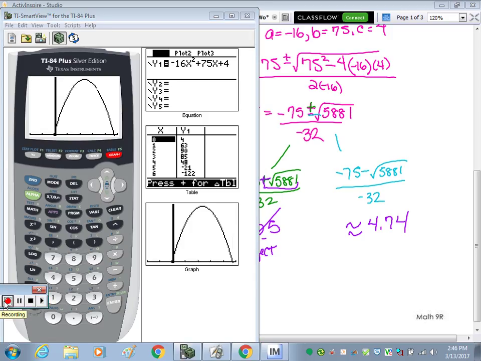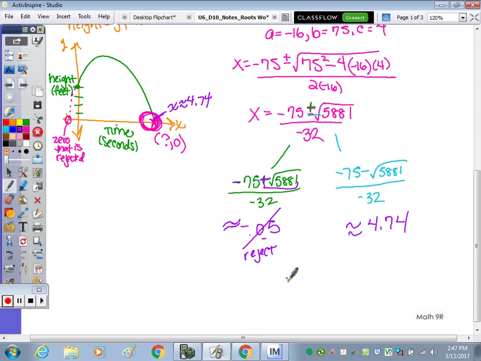So adjusting the window settings so that we can see it, you can actually see that it crosses at 1, 2, 3, 4, just under 5 on the x-axis. So you can see that we're right. Okay? So the answer to this question, the question said, how long will it take? So it's approximately, well, I need to write it in words. So about 4.74, what's the unit? Seconds.